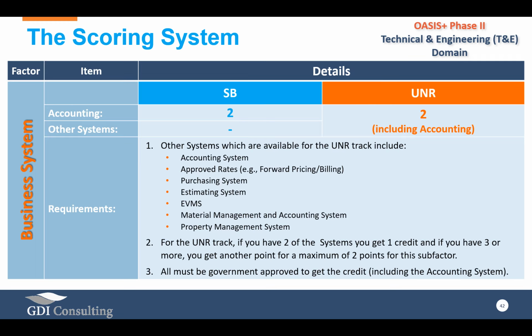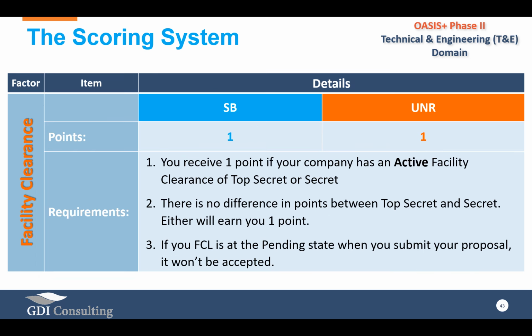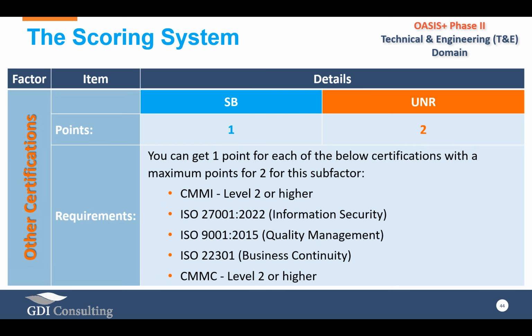Now, all of these must be government approved, not third-party approved. So if you have an accounting system that is third-party approved, you cannot use it. It has to be government approved. Okay, facility clearance is straightforward. If you have an active top secret or secret facility clearance, you get 1 point. I said active, so pending doesn't count. It has to be active at the time of proposal submission.